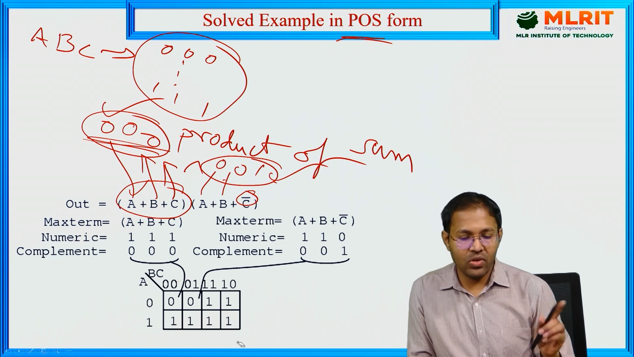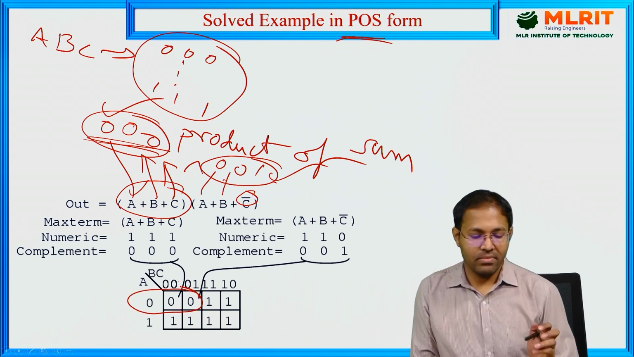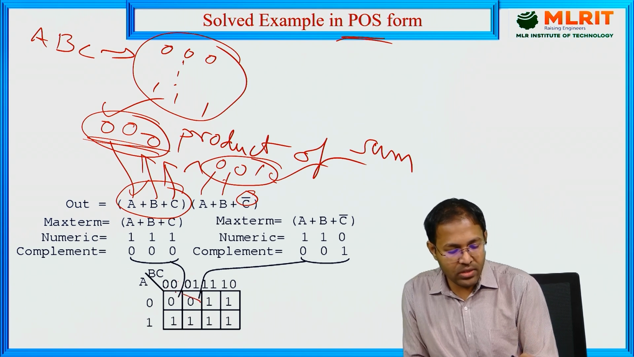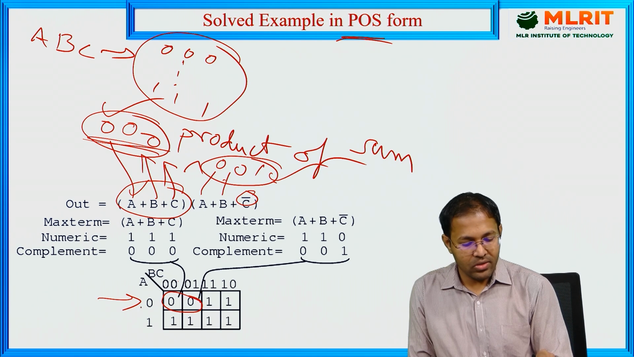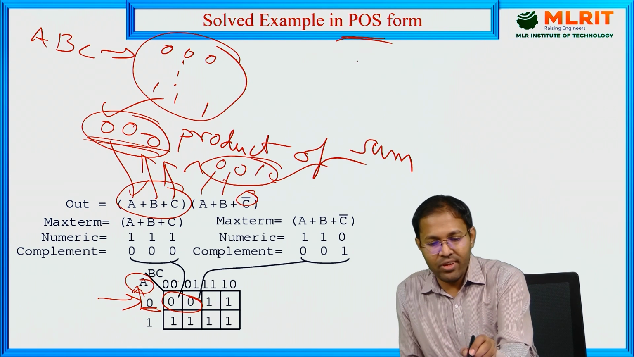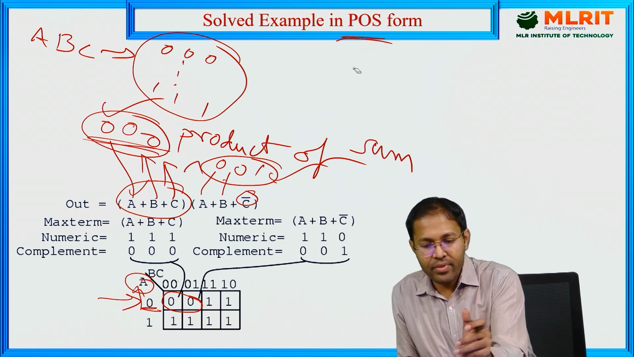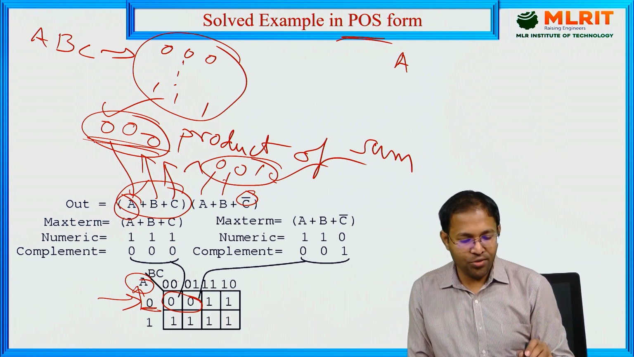Now, what we need to do is we need to pair this together. Here, what is common in these 2 zeros? They are in the same row. So, correspondingly, we have to take the A here. So, first term will be A. Corresponding to the 0, we are taking the true form.